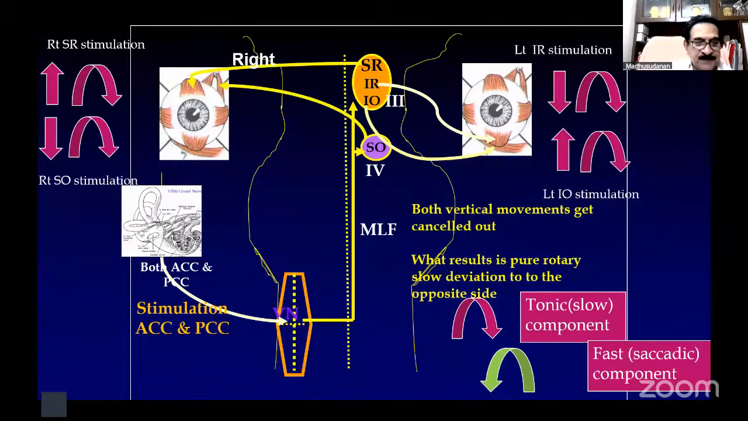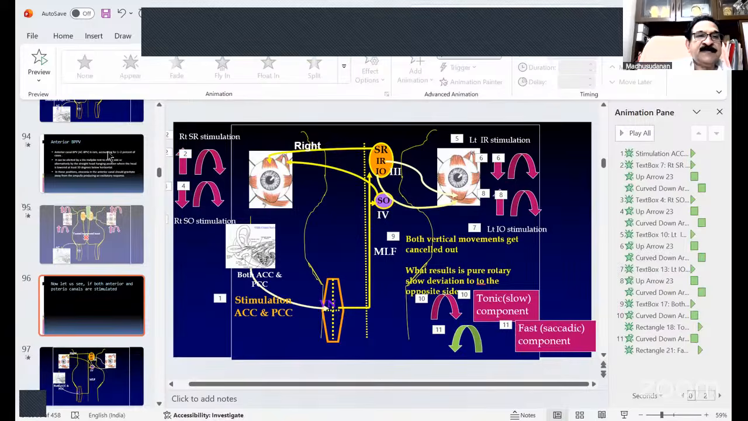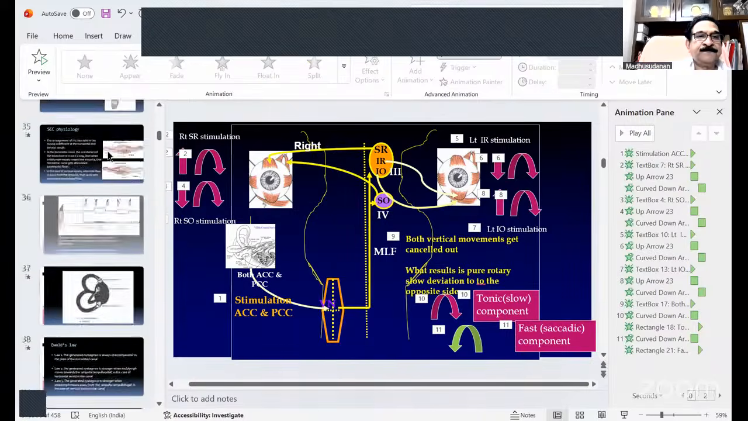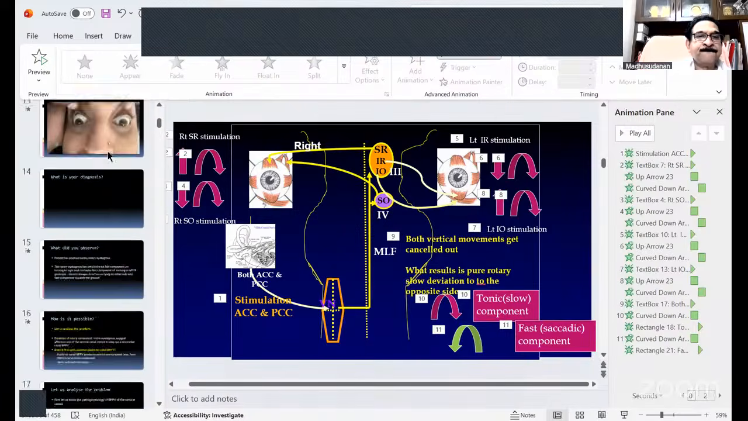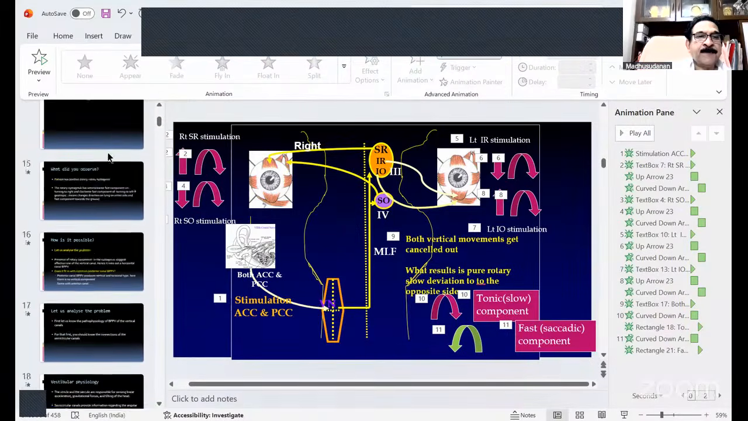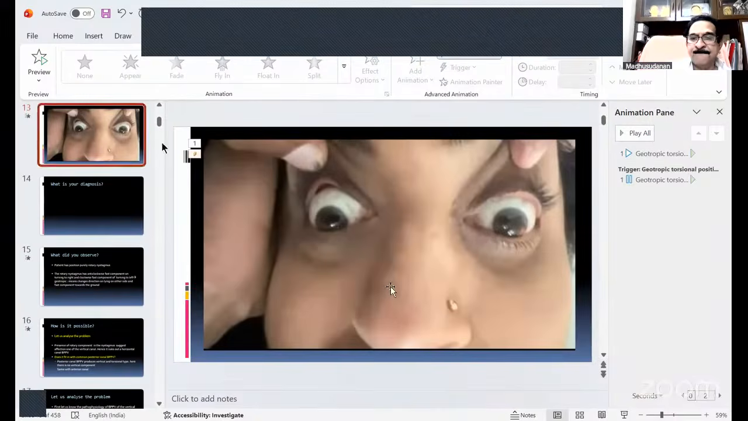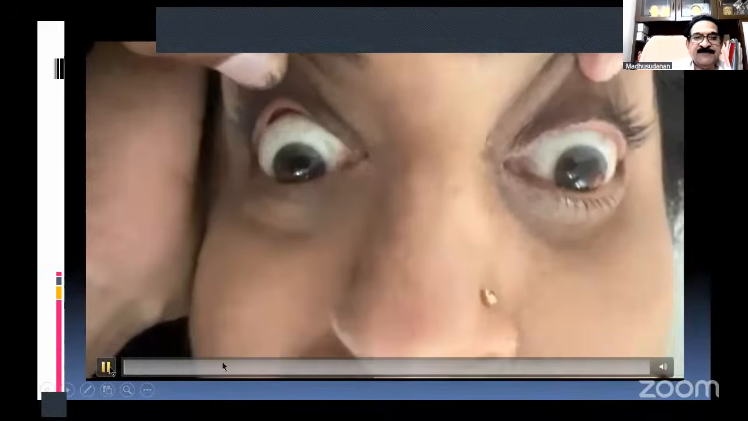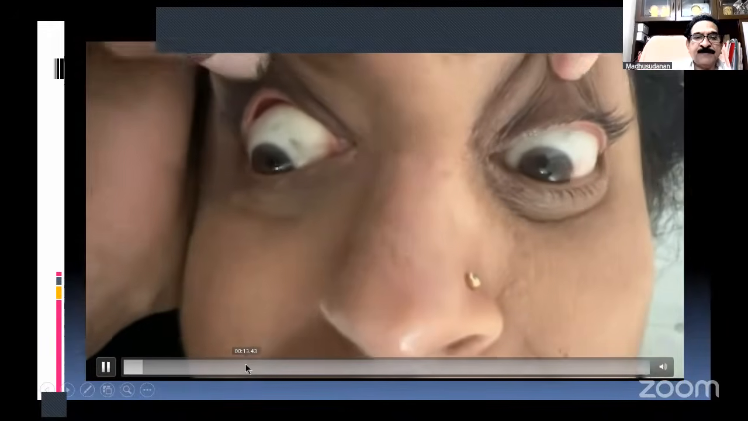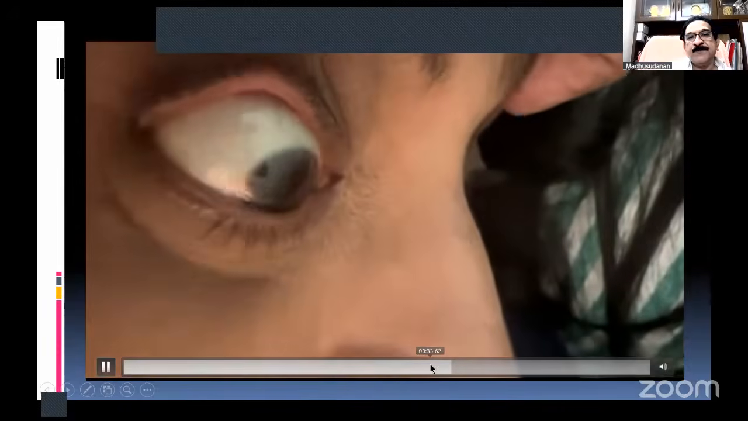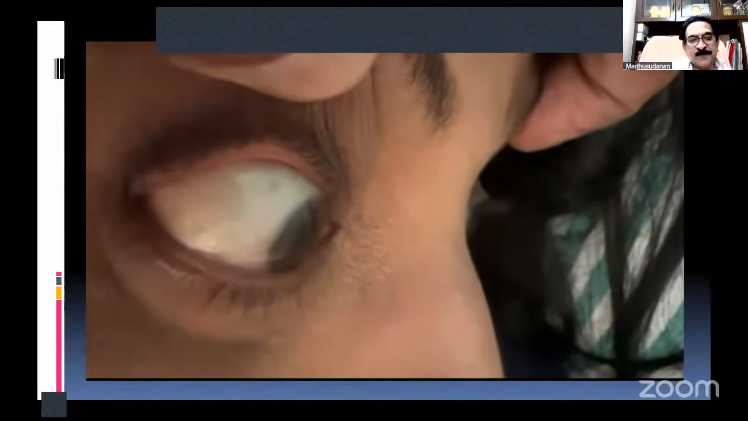I'll show the video. Just one second for completion's sake. You remember the video first. That is when the patient lies on one side. See, here the first component is a rotary component. The patient is now lying on the left side. Again, pure rotary to the left side. Okay. This is what you observe.